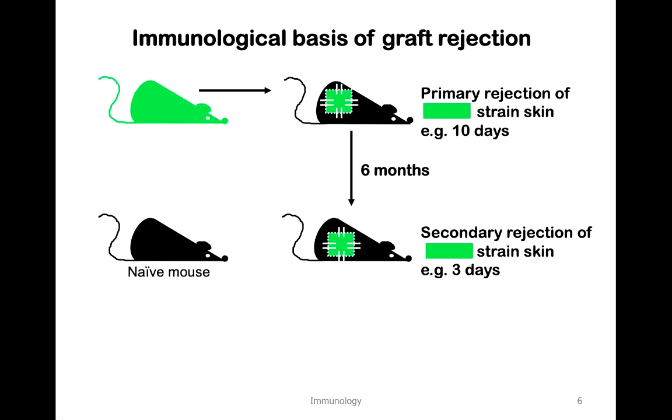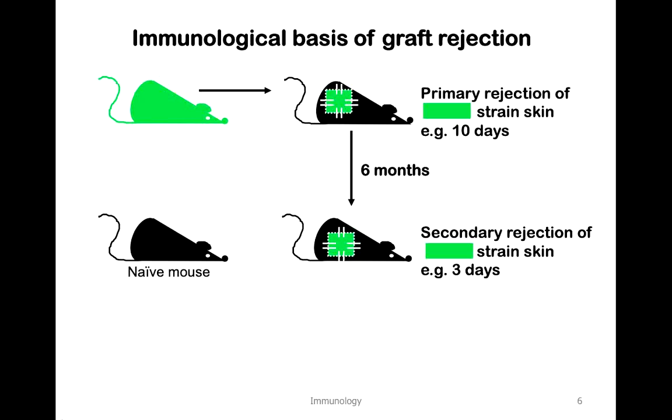However, if in the same mice the skin from the same inbred strain of mice which was used in the previous experiment, if it is transplanted, then we see a secondary set of rejection. What happens in secondary set of rejection? The rejection is quite fast. It occurs within 3 days, whereas primary set of rejection occurs in 10 days.